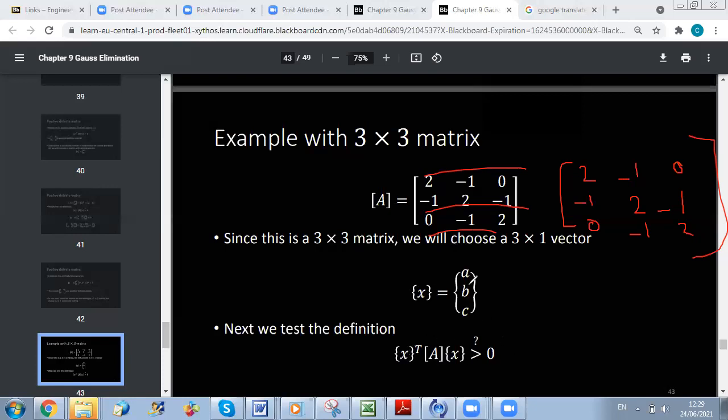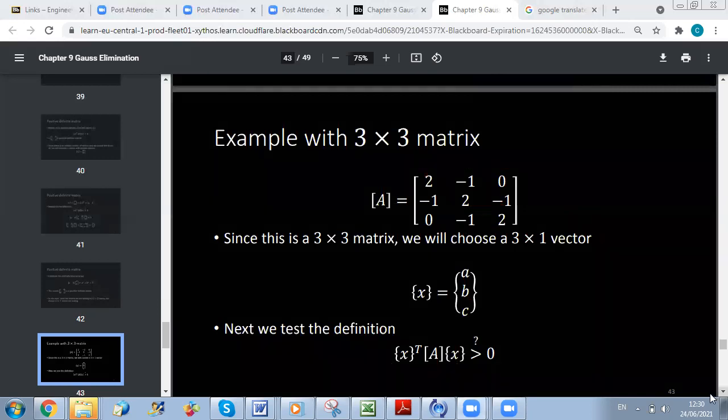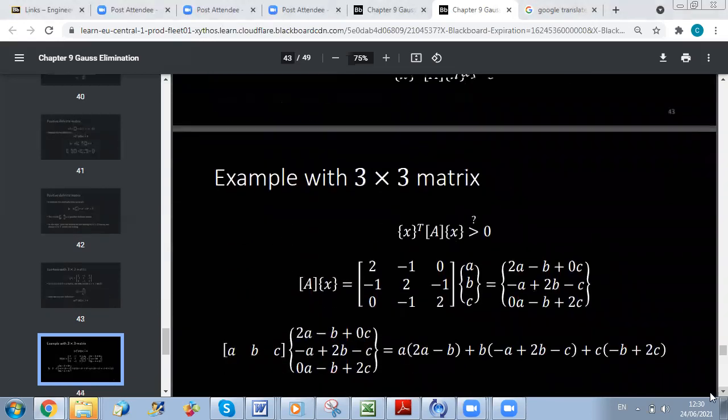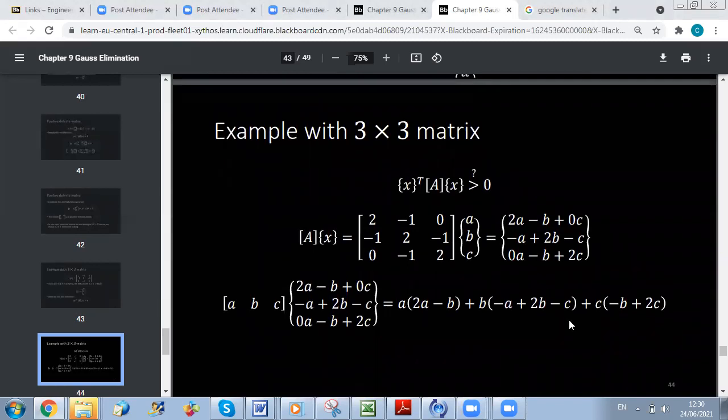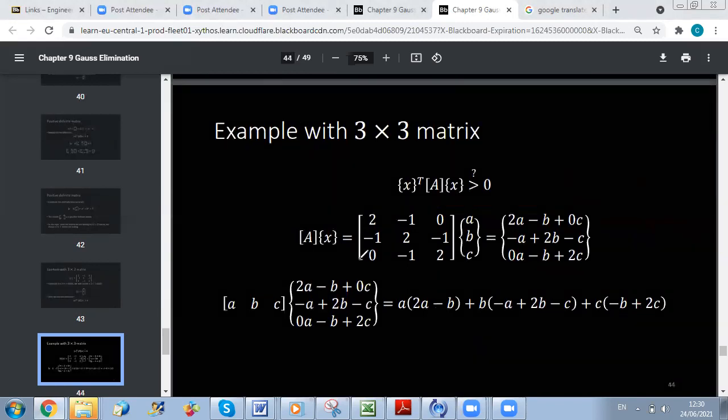So we will take the vector x = (A, B, C), and we will try to prove this for any vector x. Of course, the vector 0, 0, 0 will give me 0. This is why I am saying for a vector different than 0. So for any vector different than 0, I should verify that x transpose times A times x is higher than 0. To verify this, we follow the same procedure. In the first step, we multiply matrix A by vector (A, B, C).